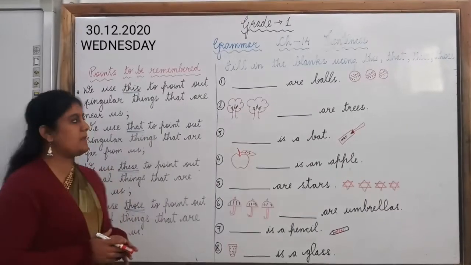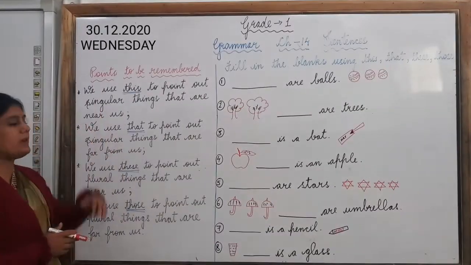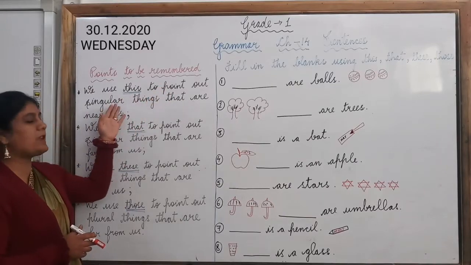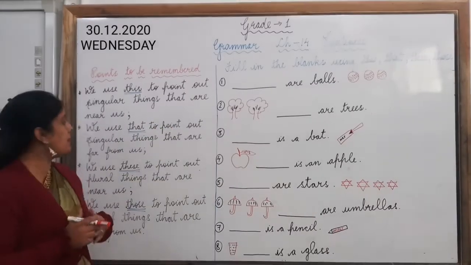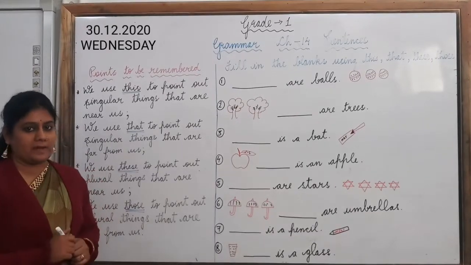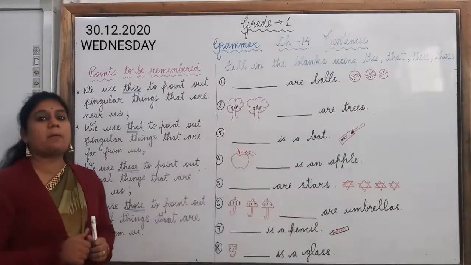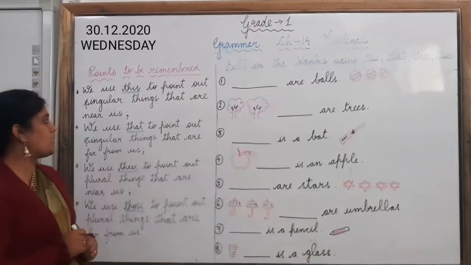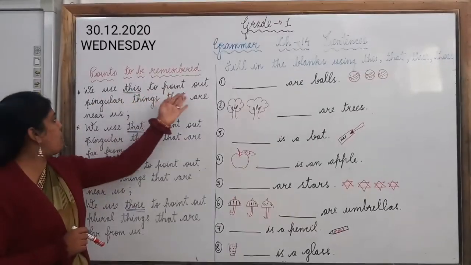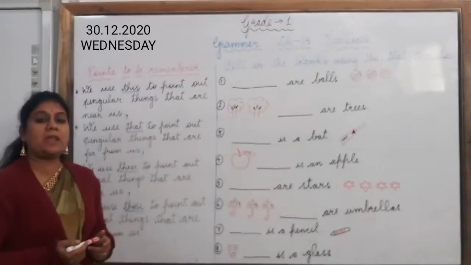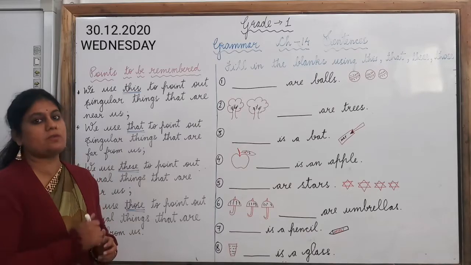Now the first point is this: we use this to point out singular things that are near us. This we used for singular things. Singular things means when we are talking about a particular person, place, animal, bird or thing. So we use this to point out singular things which are near to us. Near means the things which are close to us.